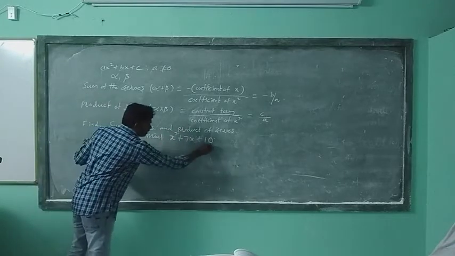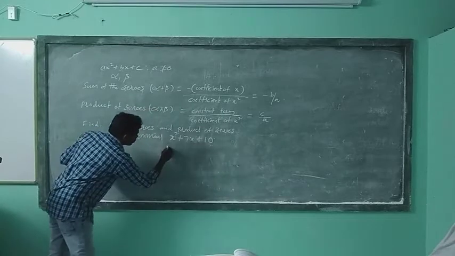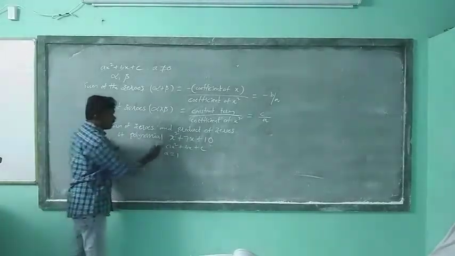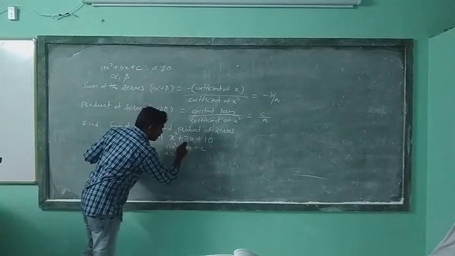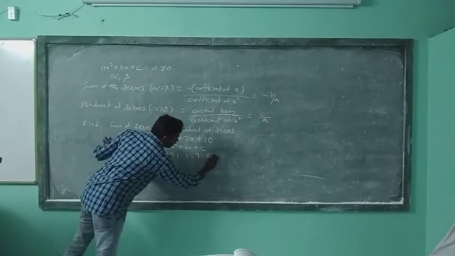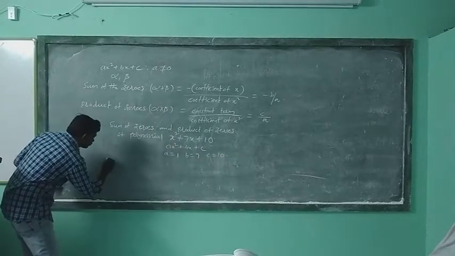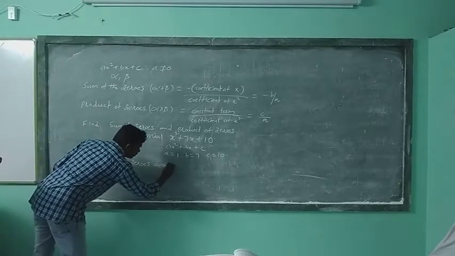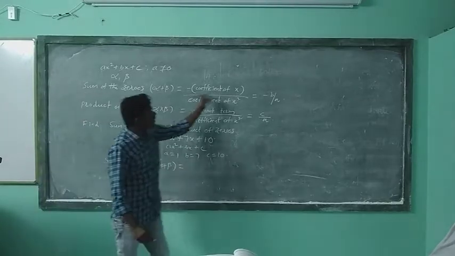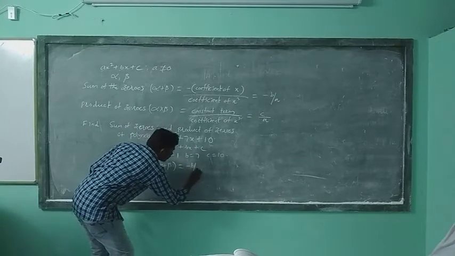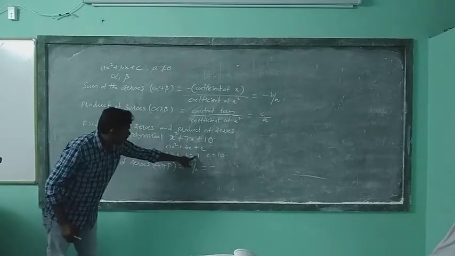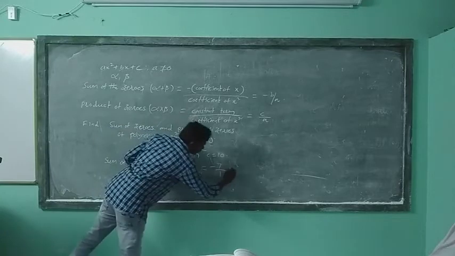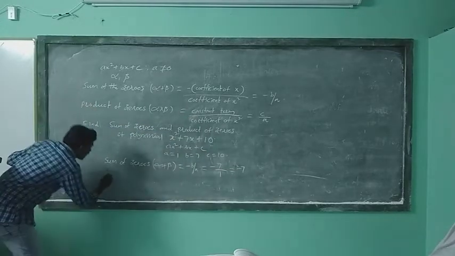First of all, compare it with ax square plus bx plus c. Here a equals 1, since the x square coefficient is 1. The x coefficient b value is 7, and the constant c equals 10. Now the sum of zeros, alpha plus beta. The formula is minus b by a. Here b value is 7 and a value is 1, so minus 7 by 1, which is minus 7.